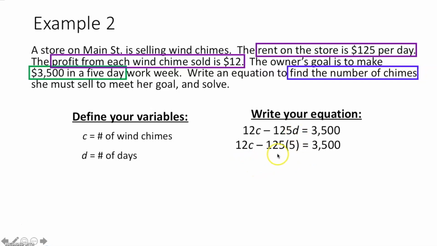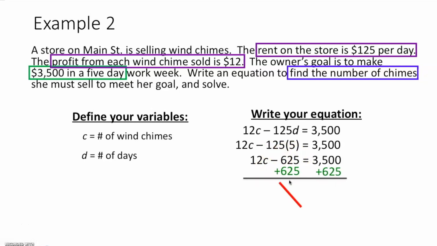So let's do that. Simplify. Can we simplify this side? Yes. So negative 125 times 5 gives me negative 625. Now I move variables to the left. Done. Constants got to go to the right. So we start with anything added or subtracted. I'm going to add 625 to both sides. Here, these cancel out, and I get 12C is equal to 4,125.